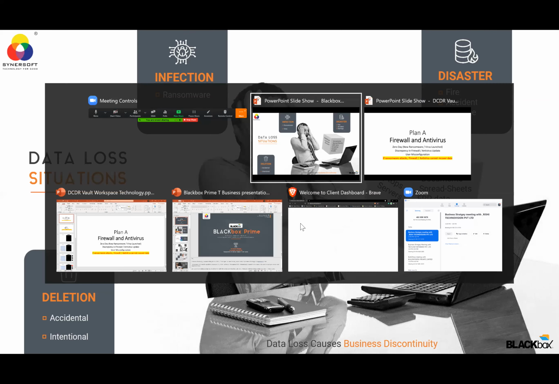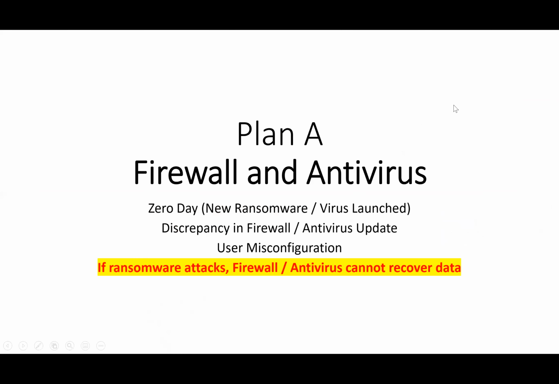So I'm sharing my screen and I'm going to show you how BLACKbox helps the organization against a ransomware attack. Basically, when we talk about ransomware, there's a notion that we can very well prevent it by deploying a firewall and antivirus. Yes, you can prevent ransomware that way, but not always. There is always a zero day on which a new ransomware or virus is launched, and on that day these firewalls and antiviruses may not be updated with that new ransomware, and they might allow it to enter.